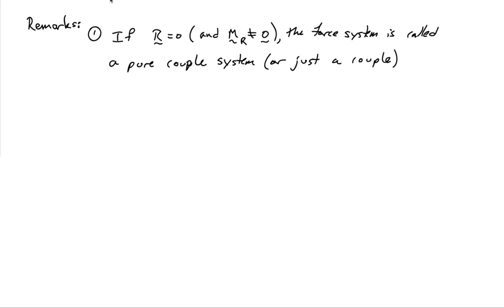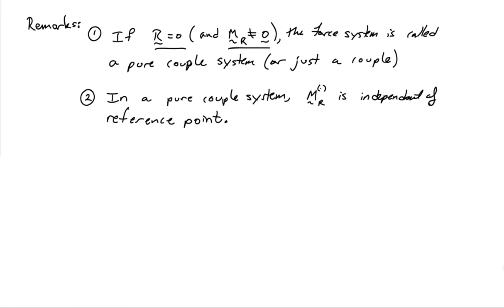So there are a couple important remarks here. First, if the resultant force is equal to 0 in your system, and the resultant moment's not equal to 0, the force system is called a pure couple system, or simply just a couple. And couples are special. In particular, in a pure couple system, the resultant moment is independent of the reference point. So I can put whatever reference point I want, and I've always had the same expression for MR.